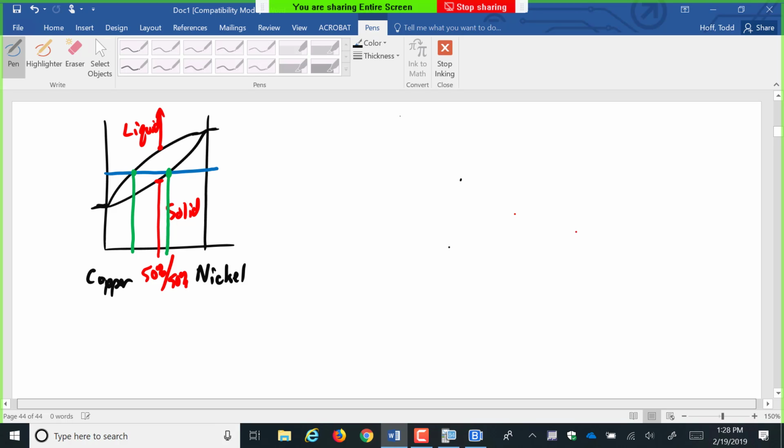So we might have, I'm just going to throw in numbers here, let's say we started out with 1,000 grams total of that alloy. That would mean 500 grams of copper. Cu is the abbreviation for copper. And 500 grams of nickel because it's a 50-50 alloy.